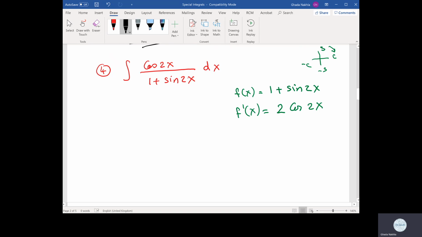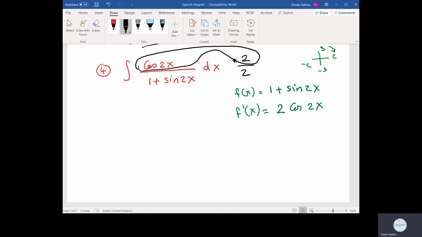Is the numerator the derivative of the denominator? And the answer is no, it's not. I'm looking for 2 cos 2x, but I only have cos 2x. So I need to multiply by 2 over 2. Now the numerator is 2 cos 2x. So now I can write it as a half, and then the integration of 2 cos 2x over 1 plus sine 2x dx.